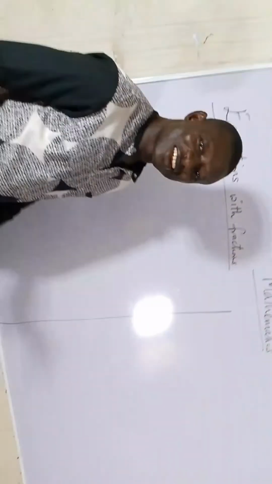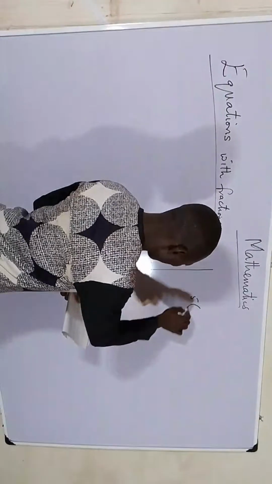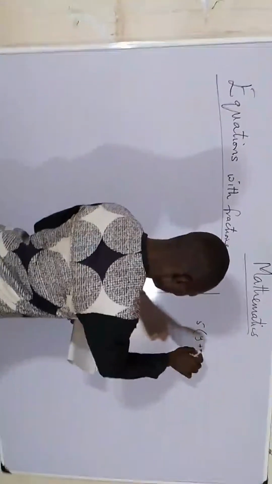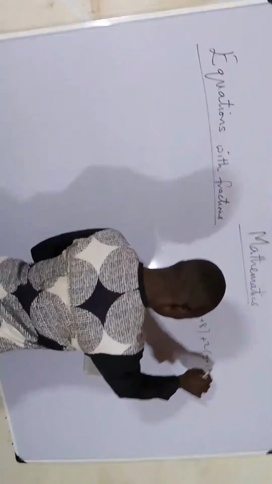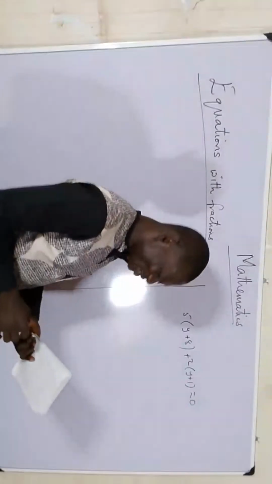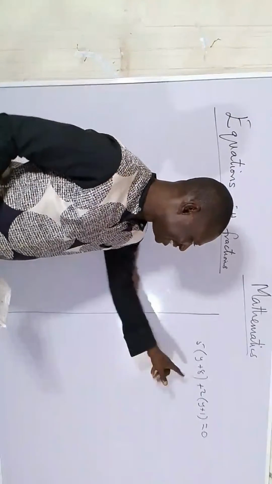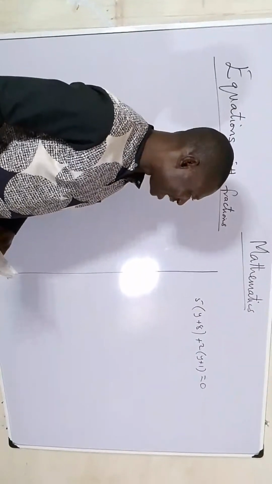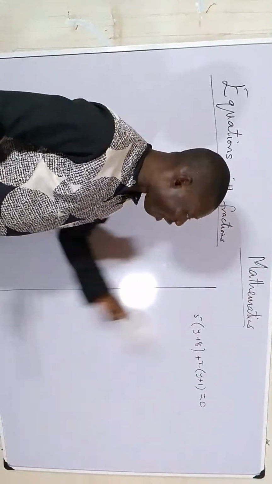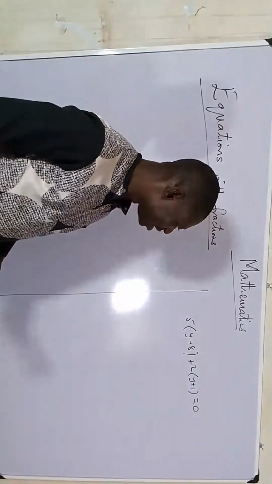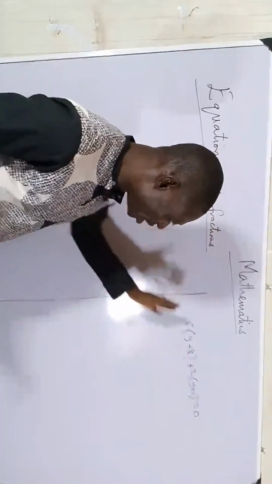Okay. Let us first of all revise what we did in our last class. From an equation like 5 into y plus 8 plus 2 into y plus 1 being equal to 0. We can use this to revise what we did in our last class, and that was to open the bracket and collect like terms. We call that subtopic equations with brackets.